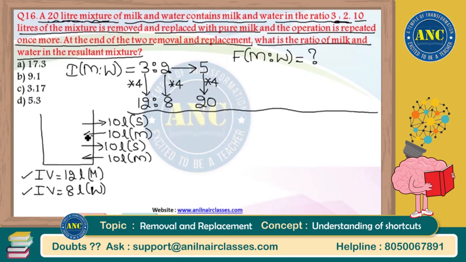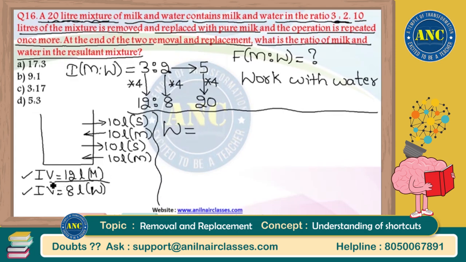Now I am adding milk inside the vessel. So milk is increasing, water is decreasing, so I should work with water. Now observe carefully. If I work with water, I am finding the final volume of water. The initial volume of water is known to me as 8 liters, I will write it as 8. Total volume is 12 plus 8, 20.